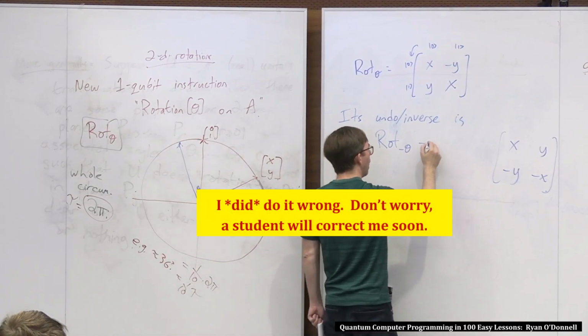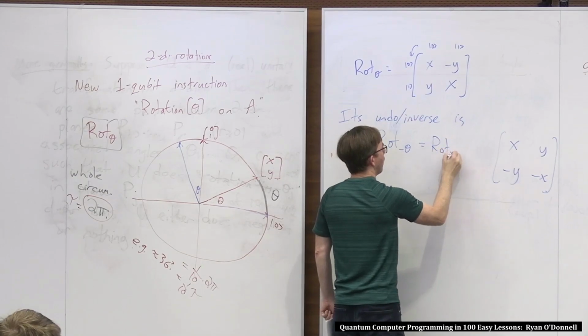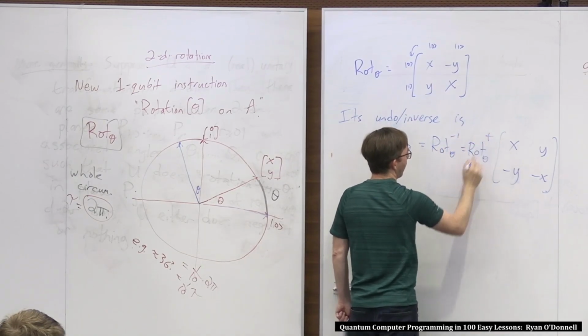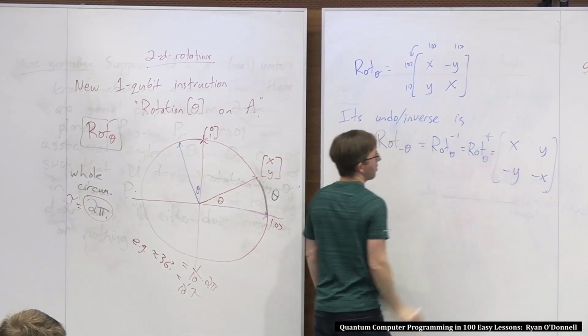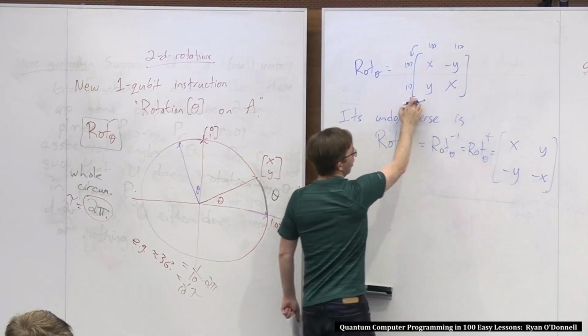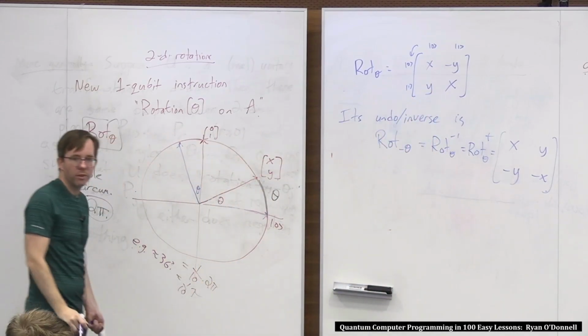And this is also, as we saw, the inverse of this, but since it's unitary, we saw in the homework, it's also this thing called the dagger, or the conjugate transpose. So you can also get it by interchanging rows and columns in this matrix.